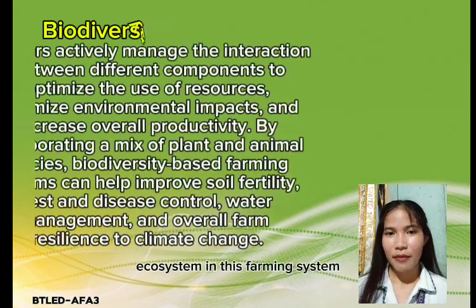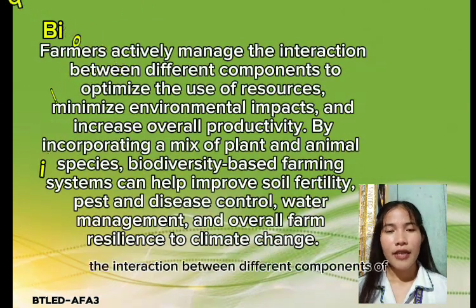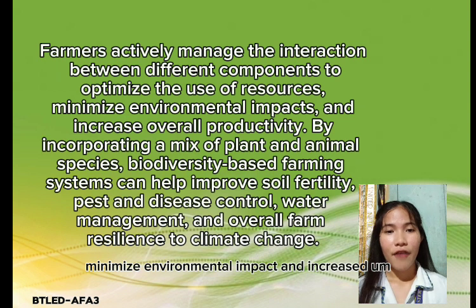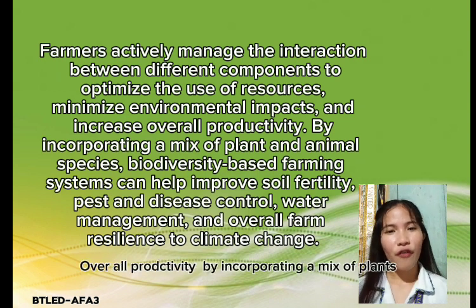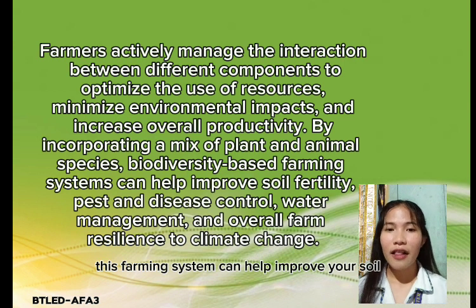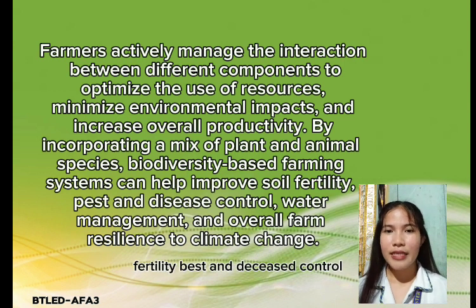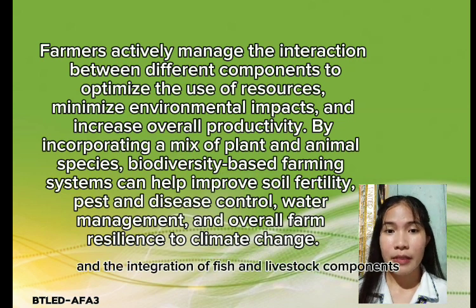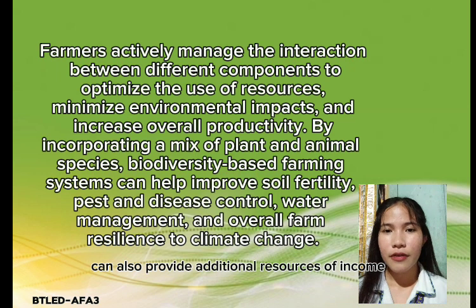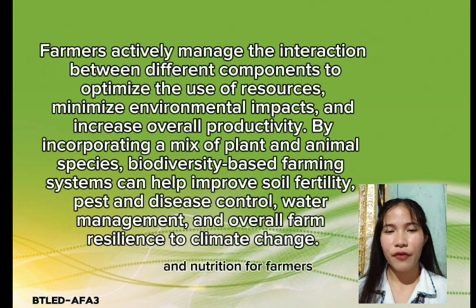In this farming system, farmers actively manage the interaction between different components to optimize the use of resources, minimize environmental impact, and increase overall productivity. By incorporating a mix of plant and animal species, a biodiversity-based farming system can help improve soil fertility, pest and disease control, and water management. The integration of fish and livestock components can also provide additional sources of income and nutrition for farmers.